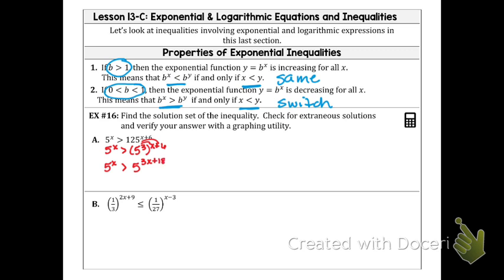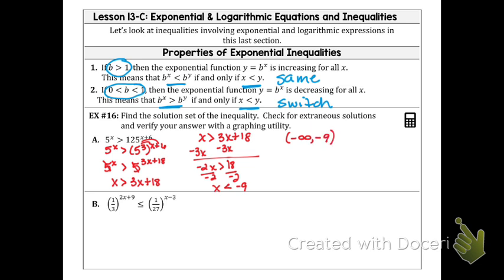My base is 5, which is greater than 1. So when I ignore the bases, my inequality sign is going to stay the same. And so we're just going to solve this inequality. We get x is greater than 3x plus 18. Subtract the 3x. Negative 2x is greater than 18. Divide by the negative 2, and we know x is less than negative 9. Don't forget, when you divide by a negative number, you have to switch the sign. All right, so we believe our solution is from negative infinity to negative 9, not included.